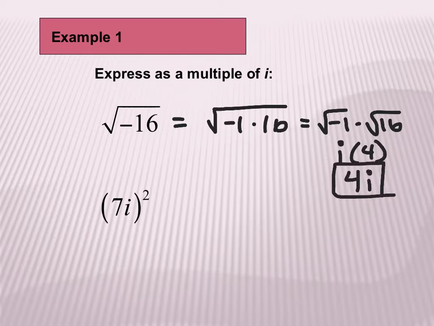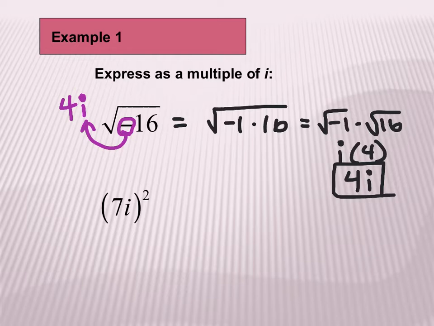You do not have to go through that step every single time. What you can do is simply, every time there's a negative, take that i to the outside. It will cancel out the negative that's underneath, and then you would just square root the 16, making it 4i.